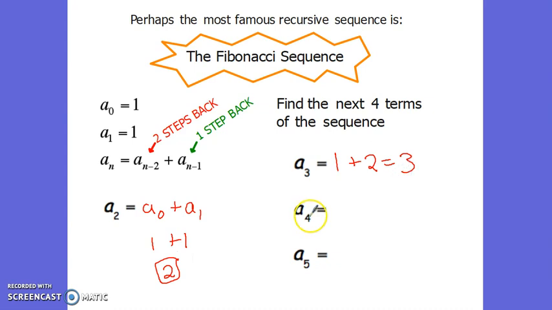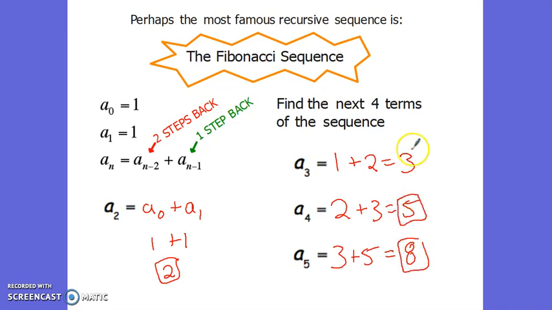To get a sub 4, again, I have to go 2 steps back and add that on to 1 step back. And same thing for a sub 5. Go 2 steps back and add that on to 1 step back. Oops, random line on that one. Let's see if we can get rid of that very quickly here. There we go. And finally get ourselves an 8. So we found our, essentially, first 5 terms, 2 of which were given, and then we found the next 3. Okay? We found a sub 2, 3, 4, and 5, actually the next 4.